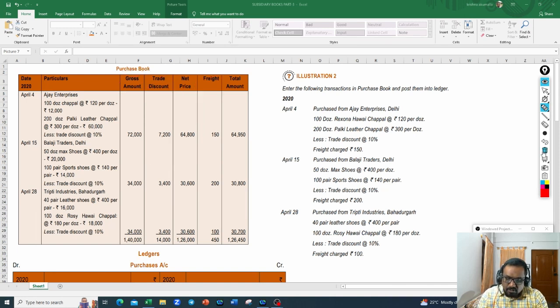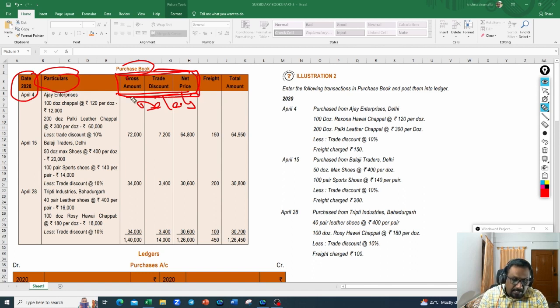Are you clear now? So if you see the format here in purchase book, date is common, particulars is common, gross, trade discount and the net price. These three columns, you can make it as details as well. Details, one column I mentioned in my previous video. Please go through that video, you will get to know. So you can make it as one column here as details, but still if you want to split and make it into three different columns, it is acceptable. Nobody is going to question you. Nobody is going to deduct your marks. Okay, so this is how you can show.